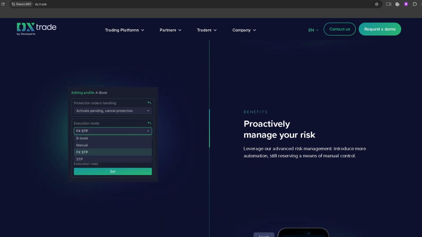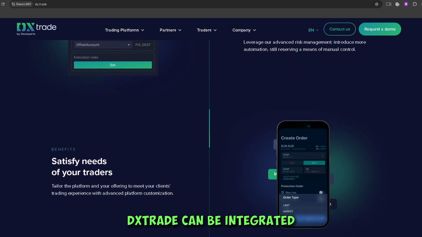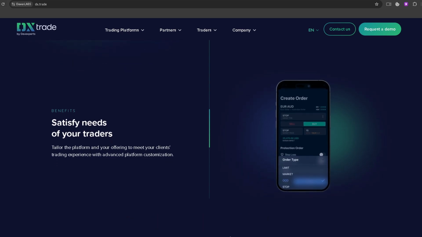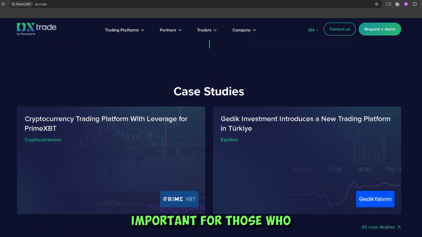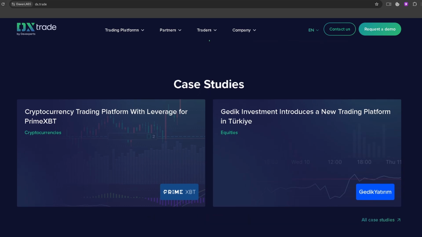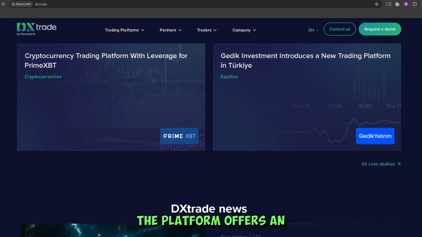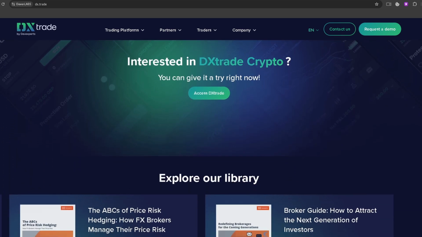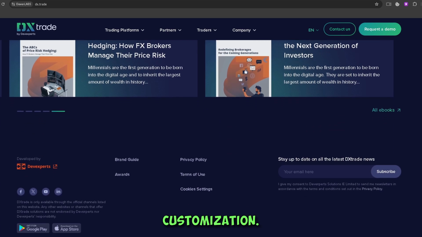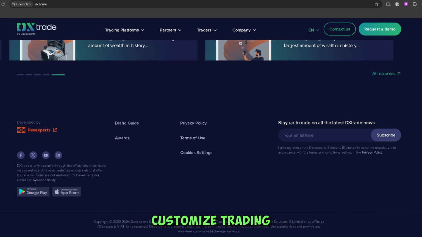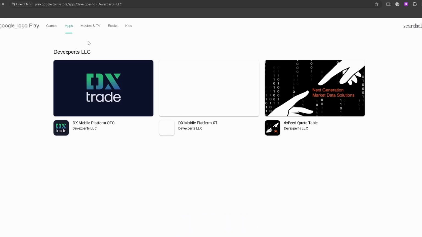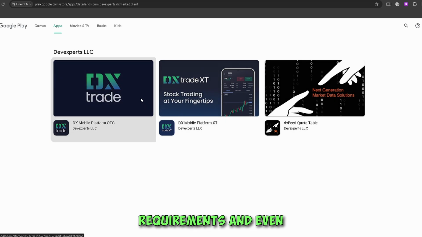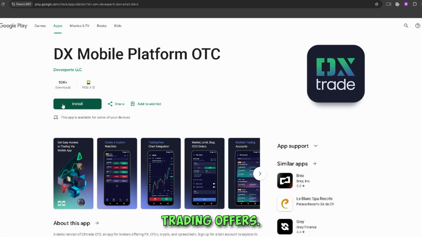What's special about it? Lightning-fast startup. DXtrade can be integrated into your broker's operation in just a few weeks. This is especially important for those who want to enter the market quickly. User-friendly interface. The platform offers an intuitive design that is easily adaptable to different levels of traders. Flexibility in customization. DXtrade allows brokers to customize trading conditions for their clients. For example, you can change the size of leverage, set margin requirements, and even create customized trading offers.